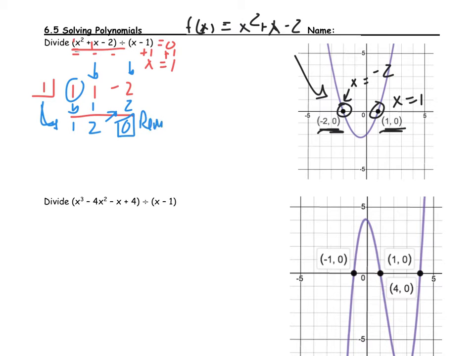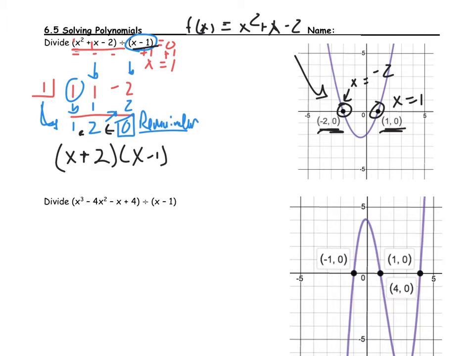So what we're saying is this x minus 1 divides in there evenly. Okay? So what do we have here now? What's our answer? Well, just to the left of my remainder, that's the constant 2. And just to the left of that 2 is the first x term, 1x, so that's x plus 2. So basically what I'm saying is, this is my answer, x plus 2. This is what I divided by, x minus 1, okay?